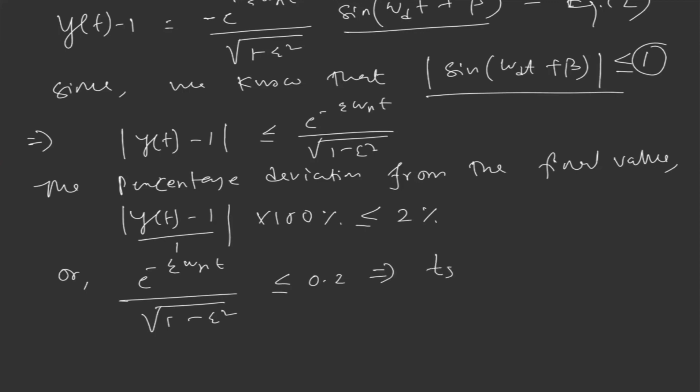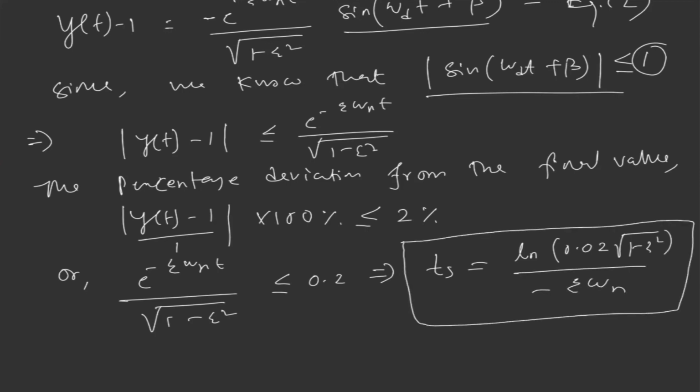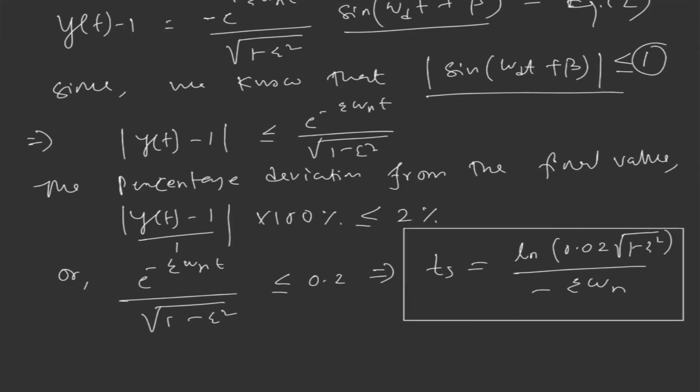And from this we can write Ts equal to natural logarithm of 0.02 root of 1 minus zeta square divided by minus zeta omega n. So this is the expression for settling time. If you notice here, the settling time also depends on the natural frequency and damping ratio. So using the control, we can modify the settling time. If your aircraft needs to reach the final value very quickly, you can modify the settling time using the control. This is how we analyze the system using controls.